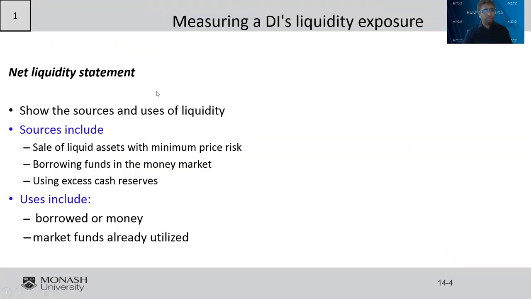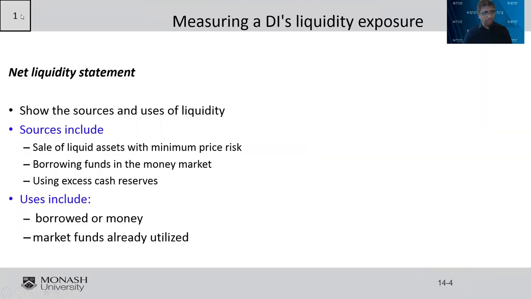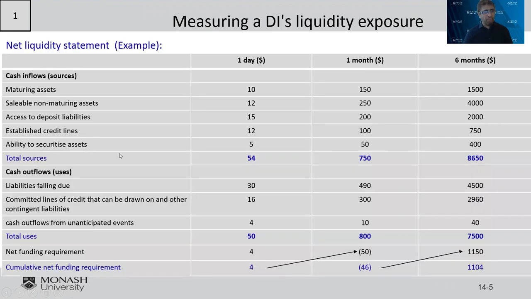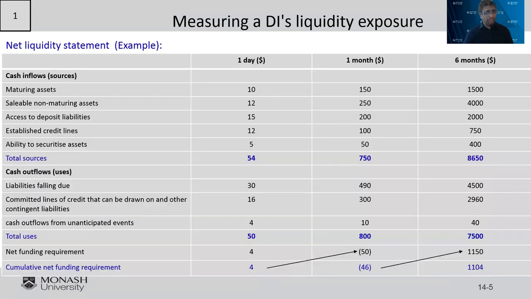Number 1, as I told you, you can reference by number, which means in this slide, it's number 1. The source is the sale of liquid assets with minimum price risk. You can borrow, which is another source, or you can use the reserves, like at the central bank. The expected uses include borrowed money. Then you have the market funds already utilized. This is actually part of the uses, but here it's a clear picture.